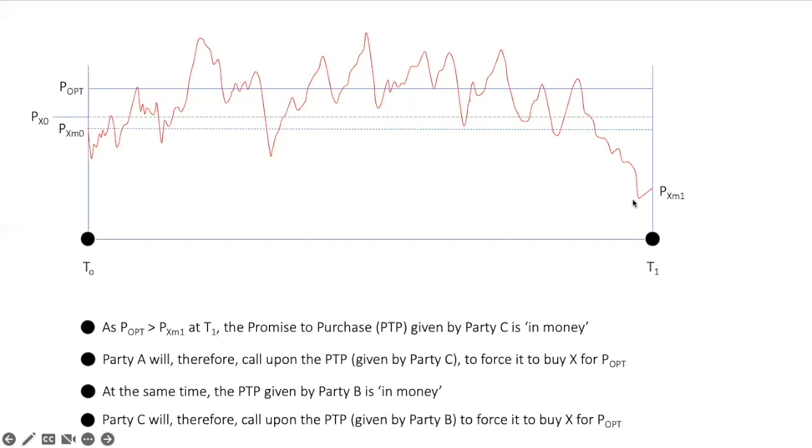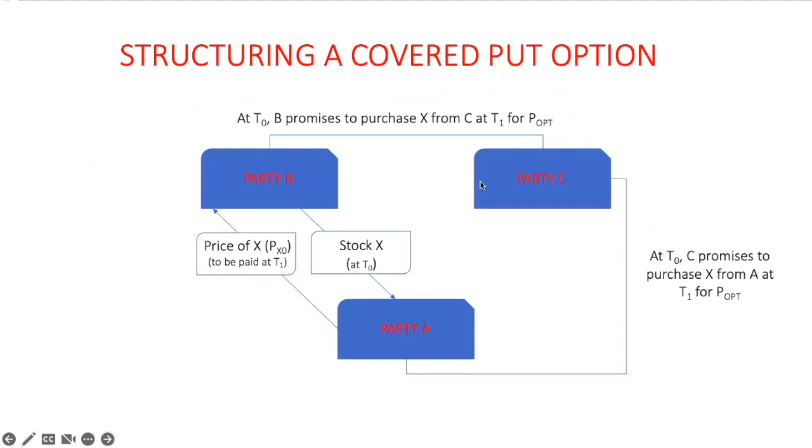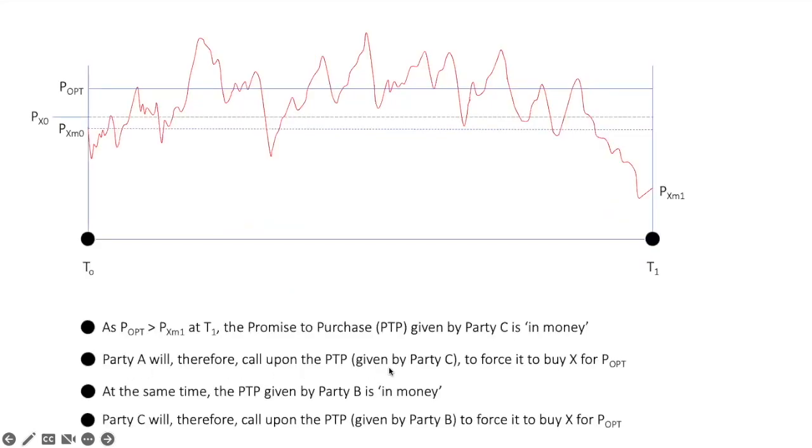At T1, the market price of the stock is PXM1, which happens to be less than the promised price, which is P opt. The promise to purchase given by party C to party A is therefore in the money. So party A will call upon the PTP given by party C to force it to buy X for P opt, which happens to be greater than the then prevailing market price of the stock. At the same time, the PTP given by party B is in the money. The other promise, this one, hence party C will call upon the PTP given by party B to force it to buy X for P opt.